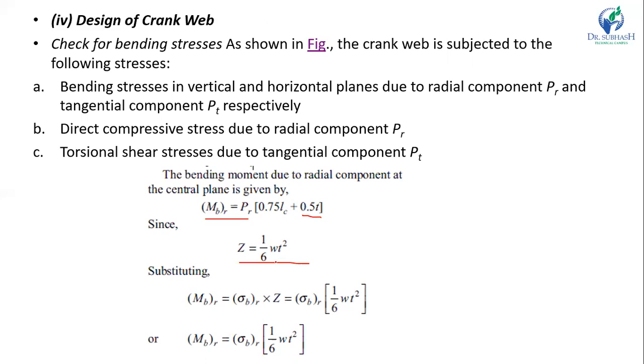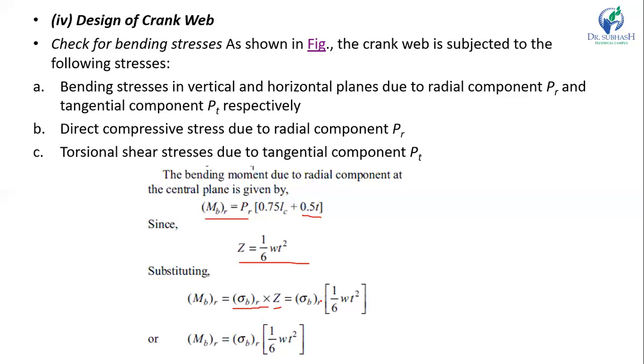Okay. Now we know that the moment MBR is equal to the bending stress due to the radial component, sigma BR, into Z, the section modulus. Therefore we can say sigma BR into 1 by 6 WT square. So MBR is equal to sigma BR into 1 by 6 WT square. Now the bending stress due to the radial component is calculated by this equation.